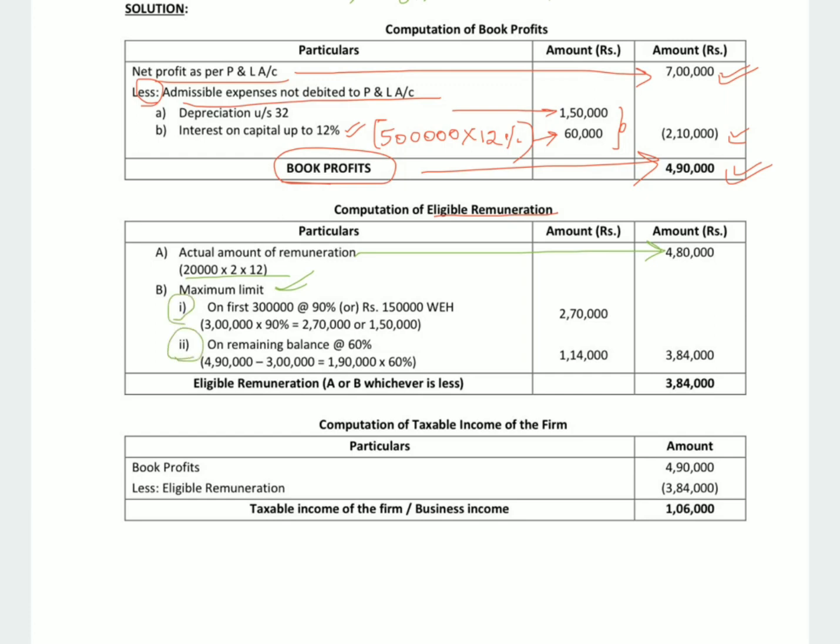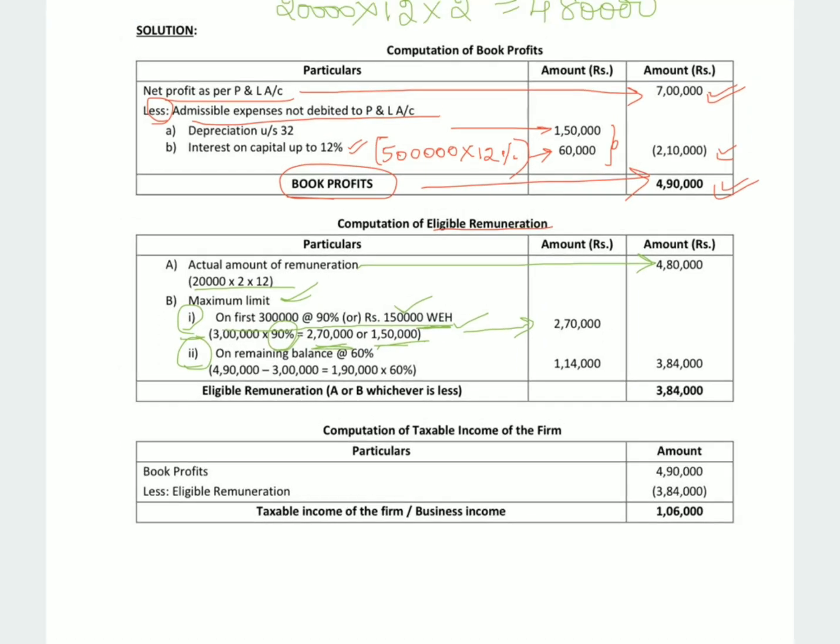One is on the first 3 lakh, 90% of the book profit or 1,50,000, whichever is higher. So on the first 3 lakh, if you calculate 90%, the value comes to 2,70,000. Or you have to compare with 1,50,000. Now 2,70,000 or 1,50,000, which is higher? 2,70,000, right? So you have considered 2,70,000.